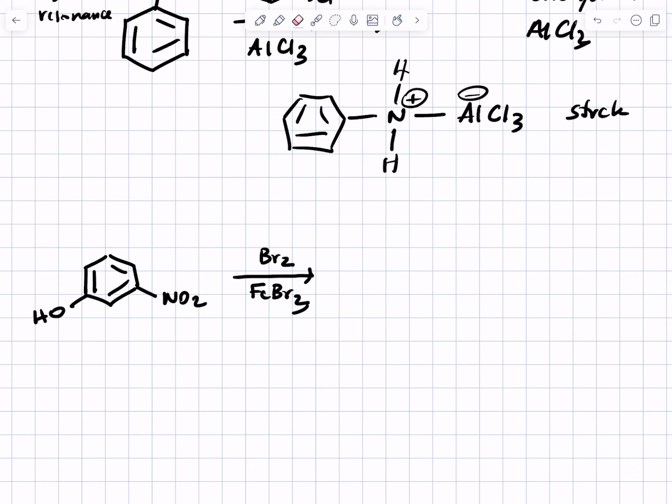Oops. So we have to decide about the groups on the ring, are they ortho and para directors or are they meta directors? So here is a donating group. OH is an electron donating group by resonance. It's an ortho and para director. Nitro is a withdrawing group. It is a meta director. So we have to identify positions that are meta to the nitro group. Meta to the nitro group, that would be here. We can't, of course, put anything else there.